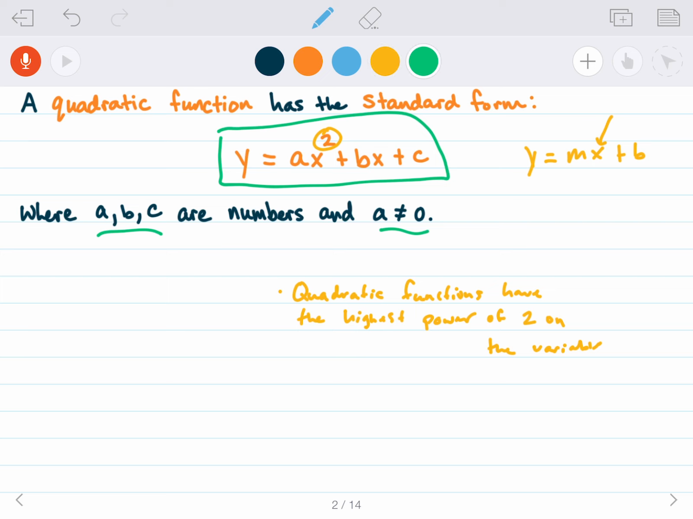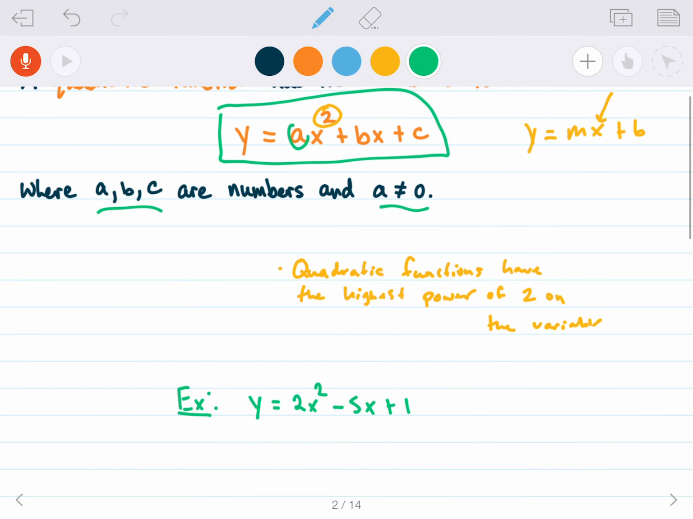Some examples of what these could look like algebraically, we could have y equals 2x squared minus 5x plus 1. And just matching up what we have up here, a, b, and c. So a is the number attached to x squared, which we can see here is 2. So a is going to be 2. The number attached to x is b, that's negative 5. And finally, this last number at the end, c, is going to be positive 1. So that's one example of a quadratic function in standard form.